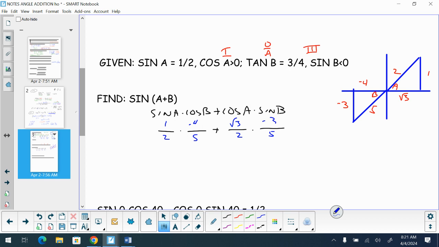Using once again our order of operations, we have negative 4 over 10 plus the negative 3 square root of 3 over 10. So we have negative 4 minus 3 square root of 3, all over 10.